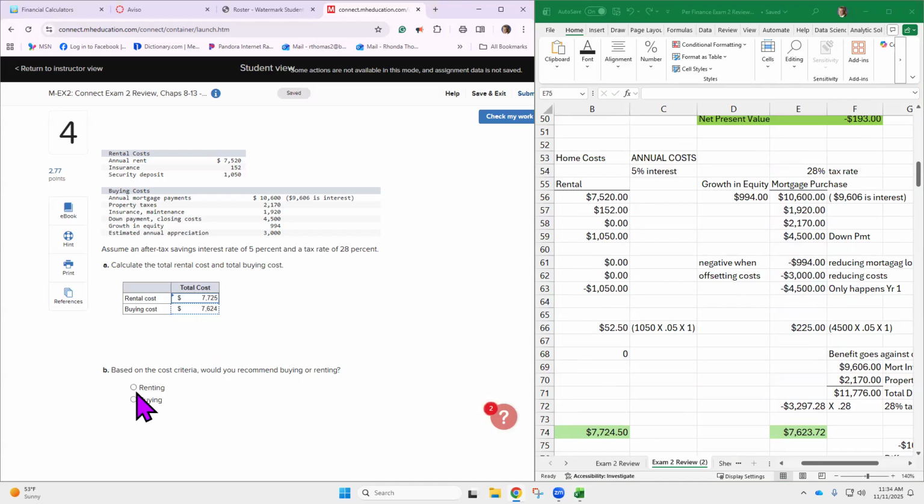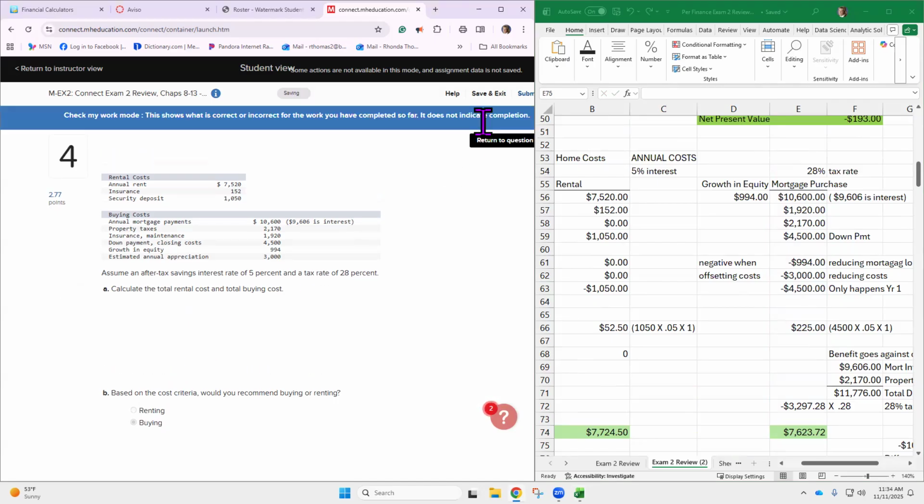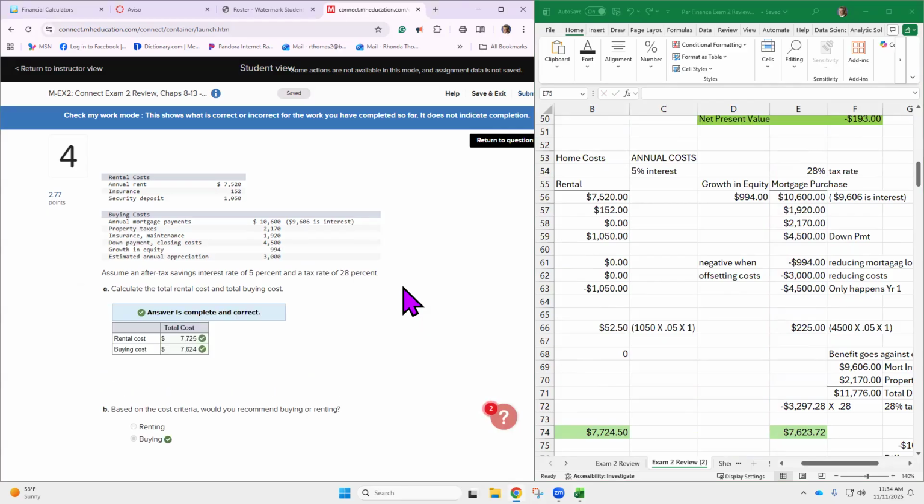$7,623.72. So if you're going to base it on cost, it looks like my buying option is the lower of the 2, if I calculated everything correctly. Let's see if I'm right. Okay, so that one should work. But I think for some of you, the rental is the more economic option. Does anybody need any help?